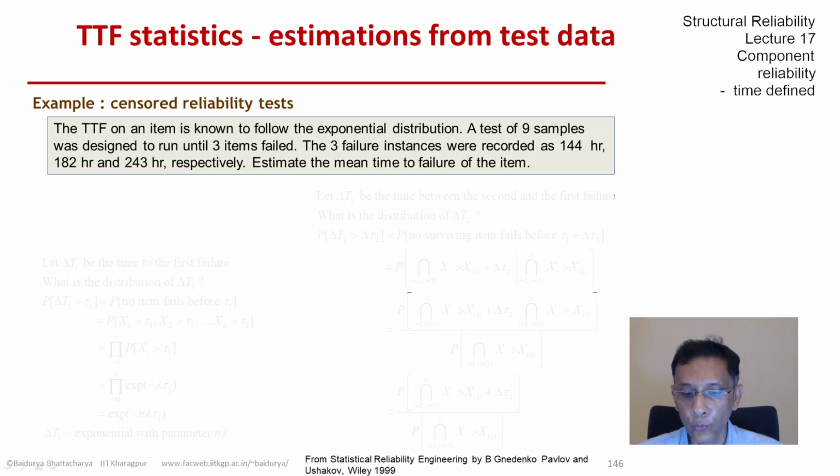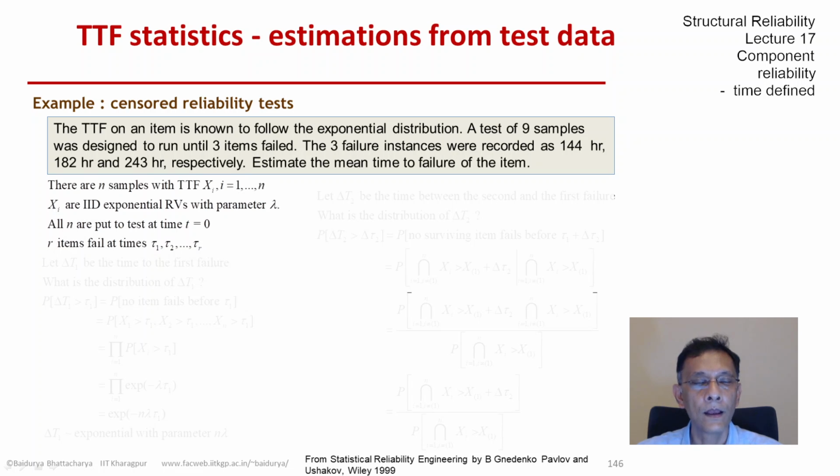And as before, we know that the distribution of time to failure for the item is exponential in nature. So let's set the problem up carefully. We start with n samples, each with time to failure xi. The xi are IID, independent and identically distributed exponential random variables with the same parameter lambda, so i goes from 1 to n. All these n samples are put to test at time t equals 0, and items fail at times tau 1, tau 2 up to tau r. These are the instances that we record, and then we stop the test.